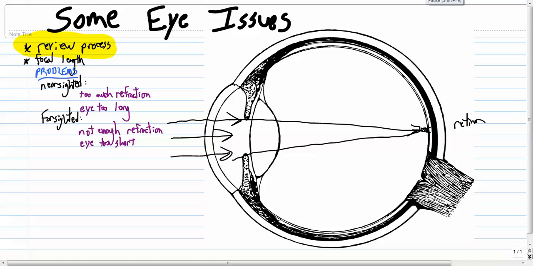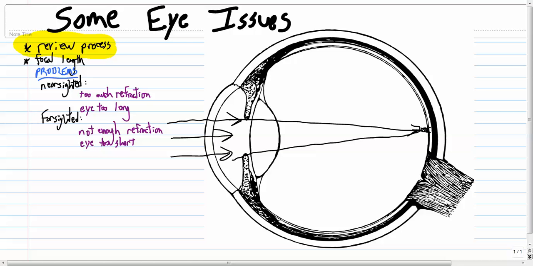How in the heck does your eye see things upside down, but you think you see things right side up? Well, that's part of the magic of the brain, because the retina is this tissue and it sends a signal to the optic nerve, and then your brain says, oh yeah, this is what I see. So anyway, that's how it's supposed to work.